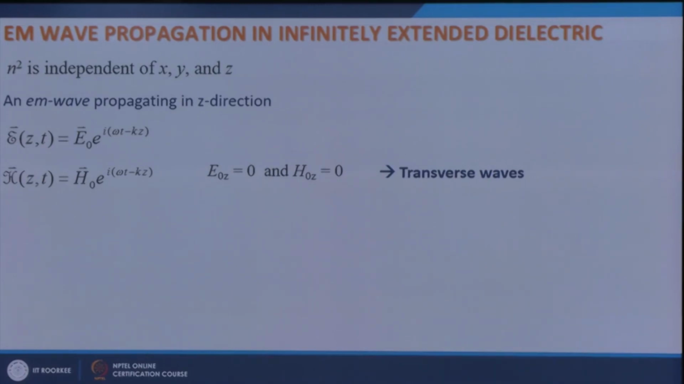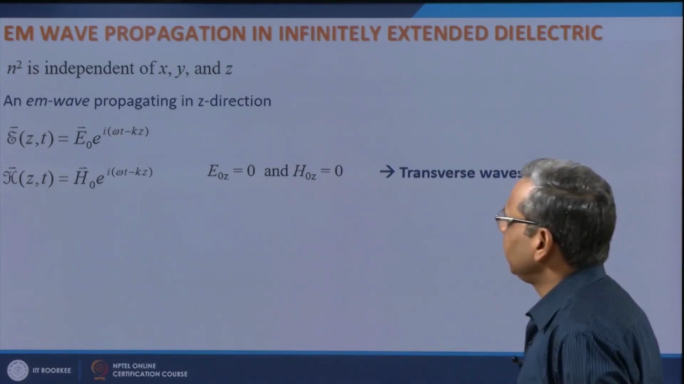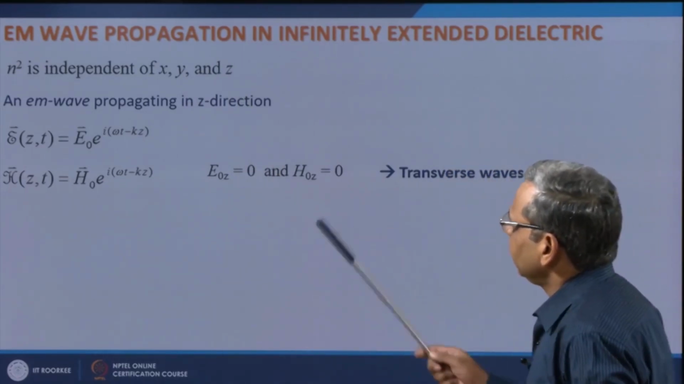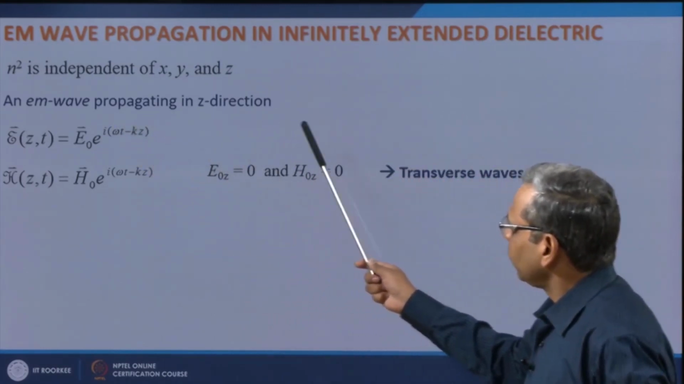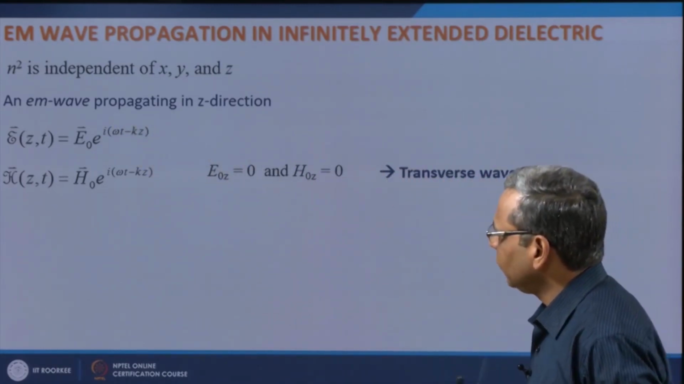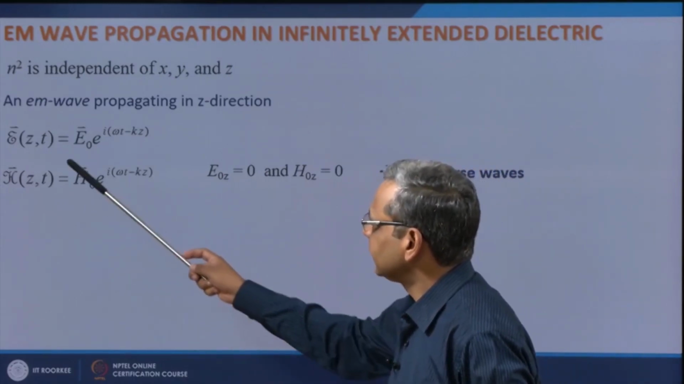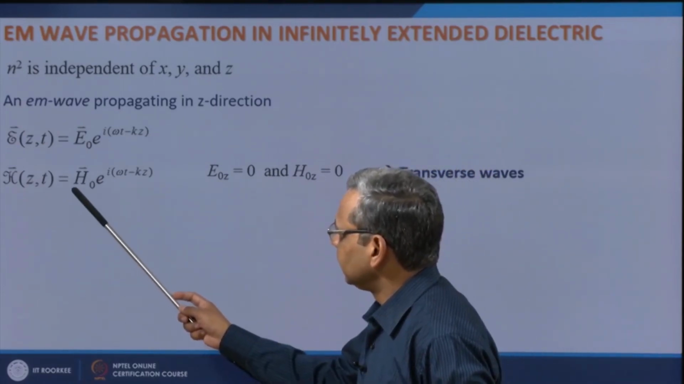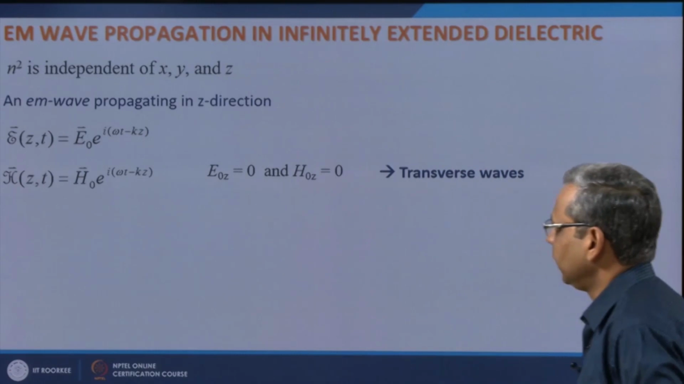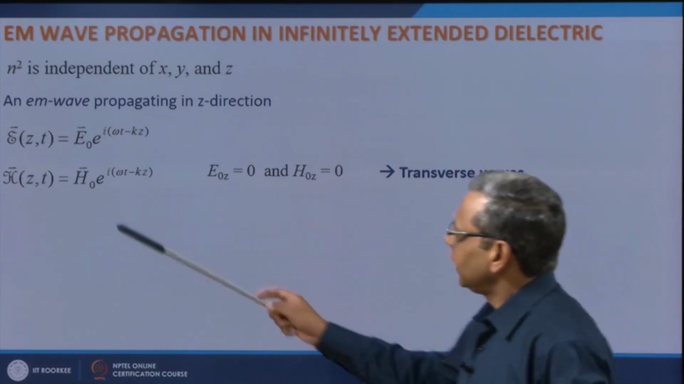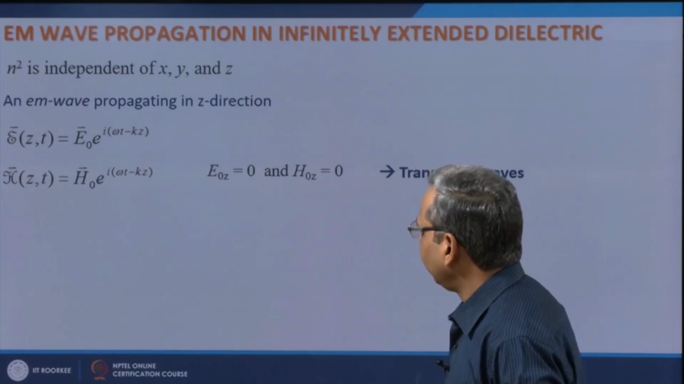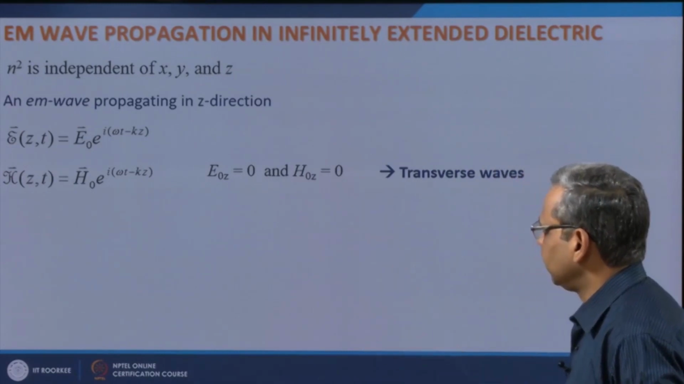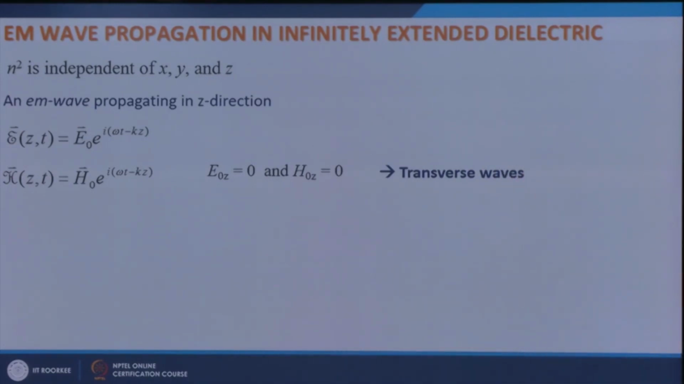So, infinitely extended dielectric medium, n square is independent of x, y and z. So, it is a homogeneous medium. Then an EM wave propagating in z direction has an electric field and magnetic field given by E(z,t) equal to E0 e to the power i(omega t minus kz), and H equal to H0 e to the power i(omega t minus kz). So, this has x, y and z all the components, and we had shown that for such a case E0z and H0z are 0. So, this is a transverse wave.